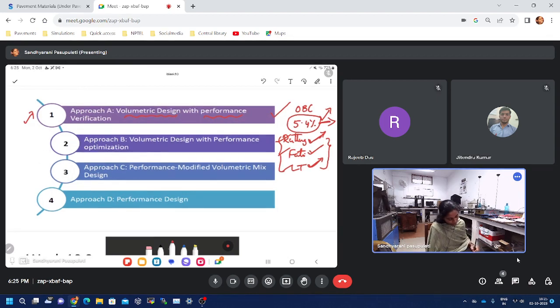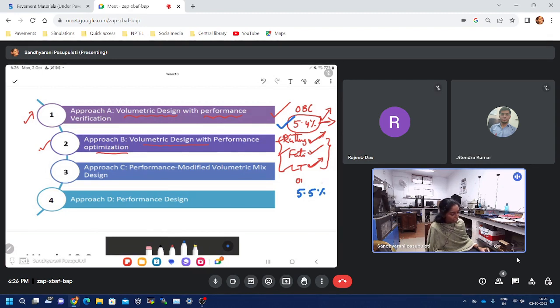But if you come to the second type, which is approach B, volumetric design with performance optimization. In this process, let us say I have obtained my OBC as 5.4% like in the previous case, but when I prepared these specimens to test for rutting and fatigue, I understood that they are not able to take the rutting failures. Thereby, what I will do is, let us say I increase my binder percent to 5.5. Then I will again recheck for the performance. When I say performance, it is to resist rutting, fatigue and low temperature cracking.